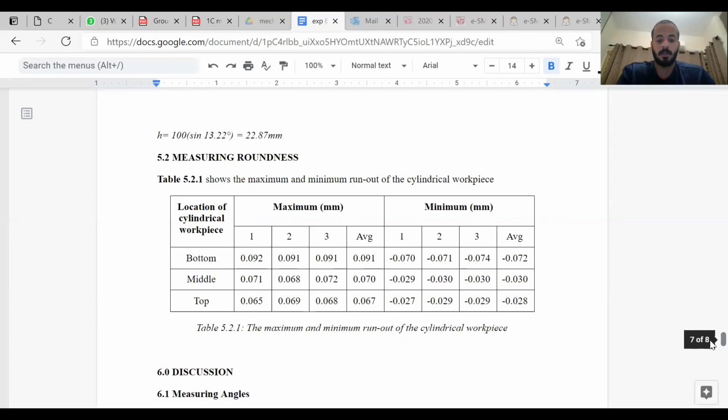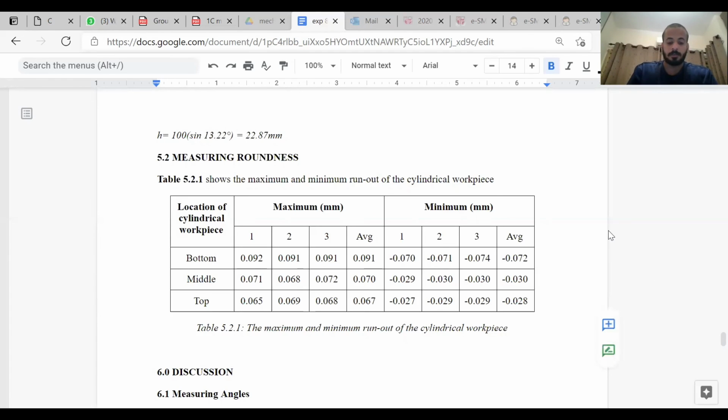It can be concluded that the different positions of the cylindrical workpiece gave different maximum and minimum eccentricities. This was probably due to the presence of cavities around the cylinder that had occurred during the machining process.